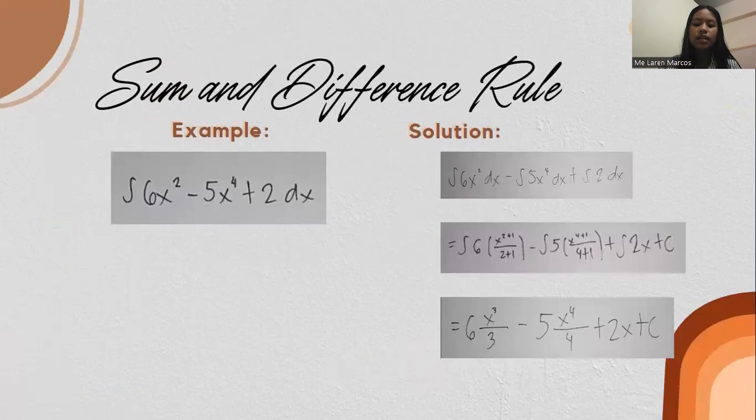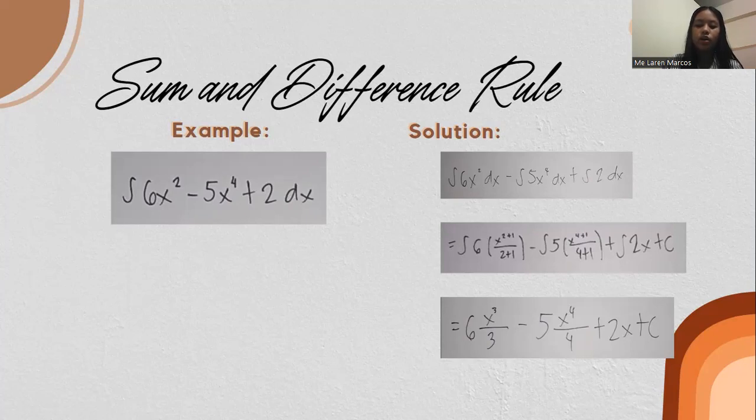Let's have our example. Find the antiderivative of 6x squared minus 5x to the fourth power plus 2 dx. First, we integrate the terms individually and write it as the antiderivative of 6x squared dx minus the antiderivative of 5x to the fourth power plus the antiderivative of 2 dx.